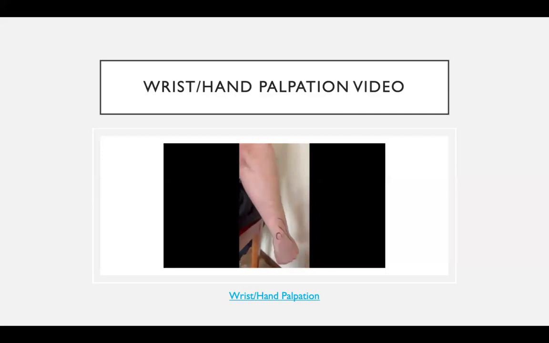Then we have the extensor pollicis brevis, which runs along the same path as the longus from the posterior surface of the ulna, but it stops at the proximal portion of the thumb, whereas the longus goes to the DIP.